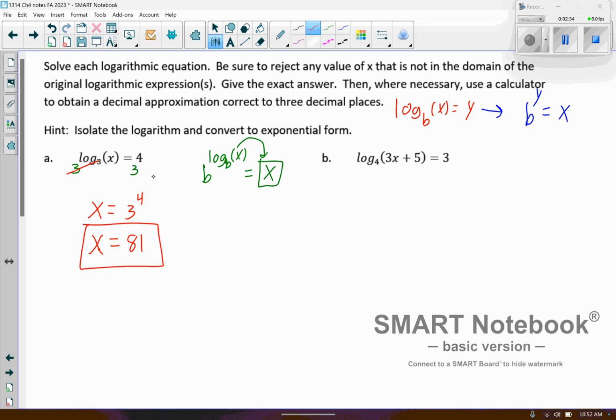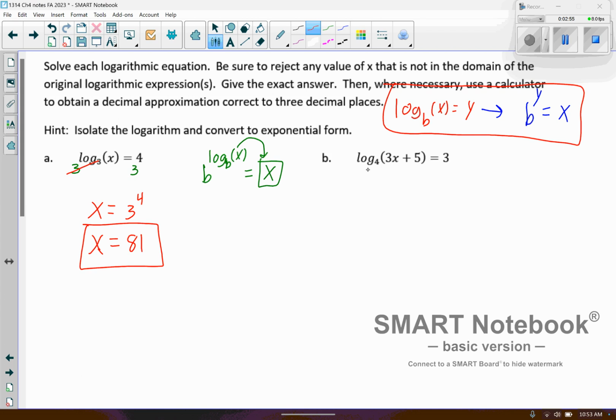The same thing would happen if I did the conversion. If you prefer to do the conversion, that's fine. You would have 3 to the power of 4 equals x, so the two sides would just be switched. That's the only difference. A lot of people like to do this just as a shortcut.